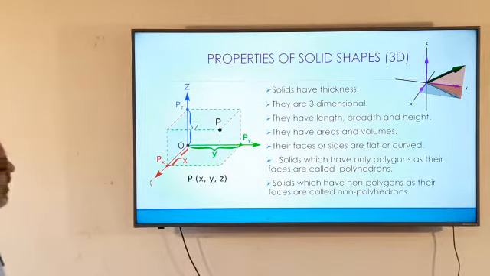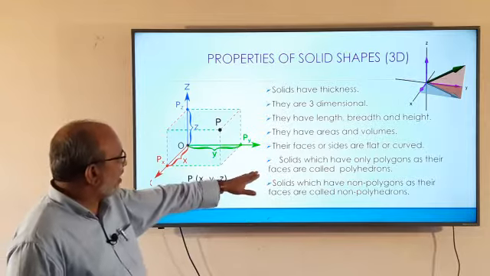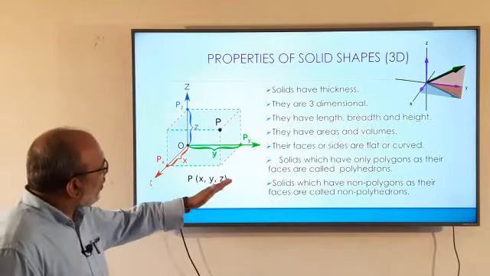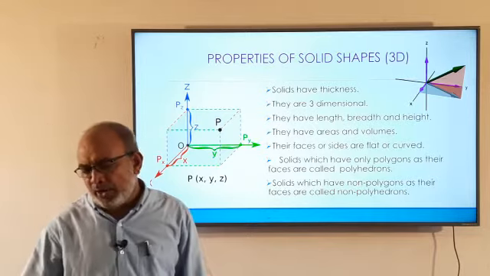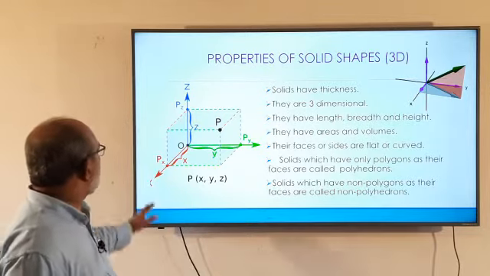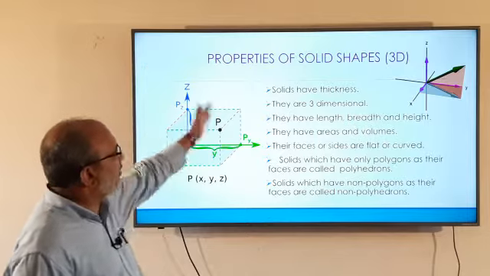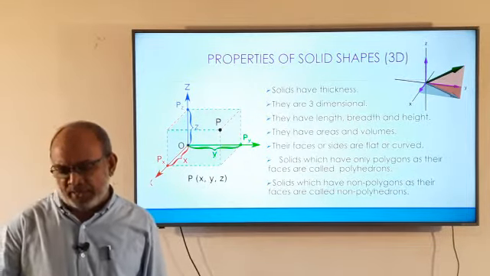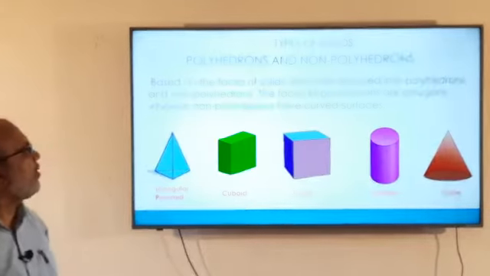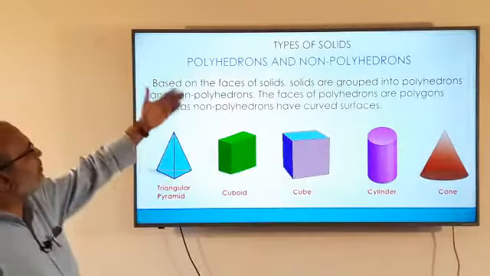If the sides are flat and polygons, we call it a polyhedron, otherwise it's just a solid shape. Solids which have only polygons as their faces are called polyhedrons. Solids which have non-polygons as their faces are called non-polyhedrons. You can see length, breadth and height. That you can see. That's why we call it three-dimensional.